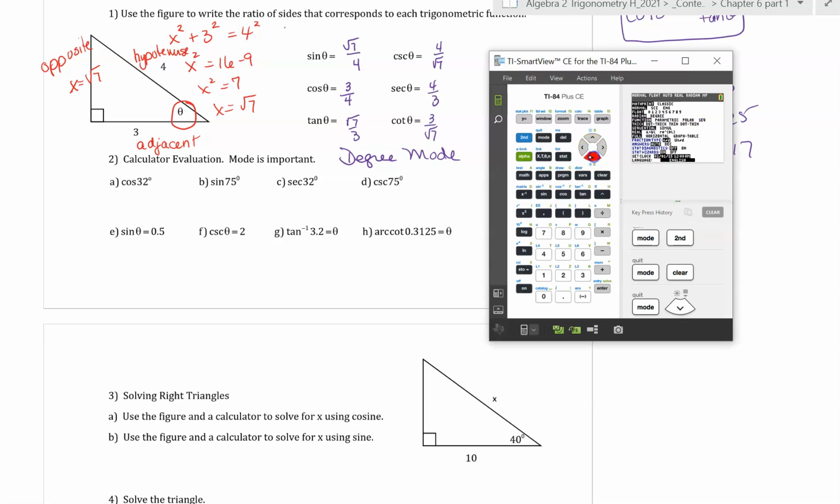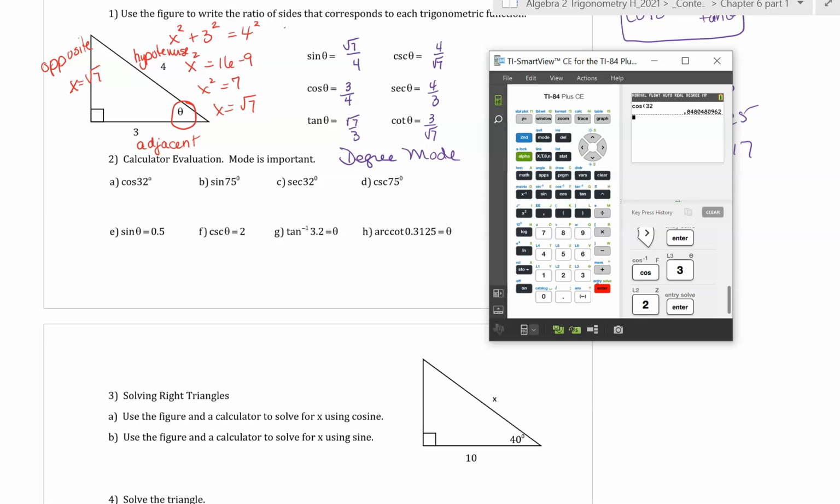All right, so here's my calculator. I went ahead and chose mode, and I noticed that I'm in radian mode, but I would like to change to degree. So again, mode is important. Whenever you use sine, cosine, or tangent, or secant, cosecant, or cotangent, we need to check our mode. Mode matters if we're using a trig function, so we need degree mode. Okay, so I need to know what is the cosine of 32. So I would do cosine of 32. There you go.